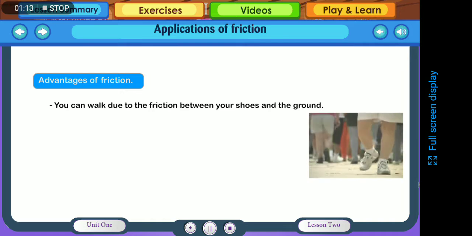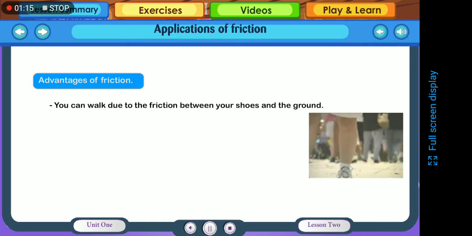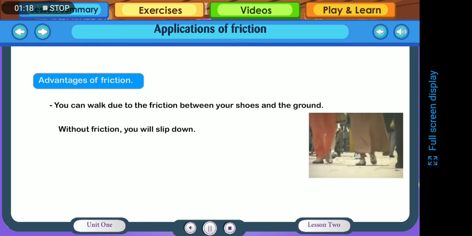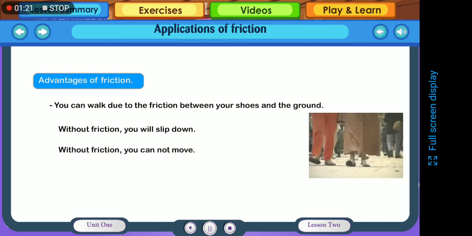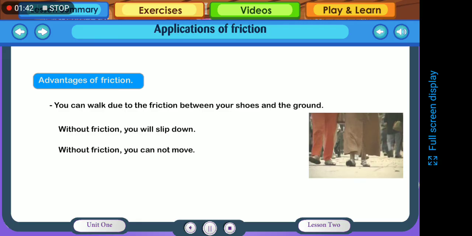The second advantage, we can walk due to friction between your shoes and the ground. Without friction, you will slip down. Without friction, you can't move. So the second advantage of friction, we can walk. Repeat after me. Number one, control the car, move the car, stop the car by brake. Number two, we can walk due to the friction.